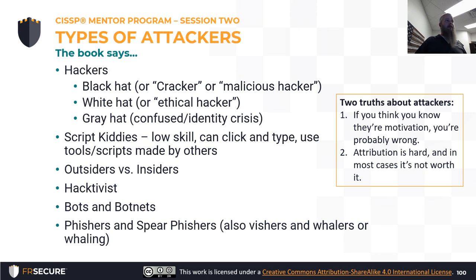Types of hackers. The book says hackers, black hat, white hat, gray hat. This is how I refer to them. Black hats are crackers, malicious hackers. They're the bad guys. White hats are the good guys. White hats are the ones that we hire. There's always going to be a gap between what the black hats will do and what the white hats can do. White hats are governed by law. The black hats don't care about the law. White hats have to have some type of legal agreement in place before they can attack.